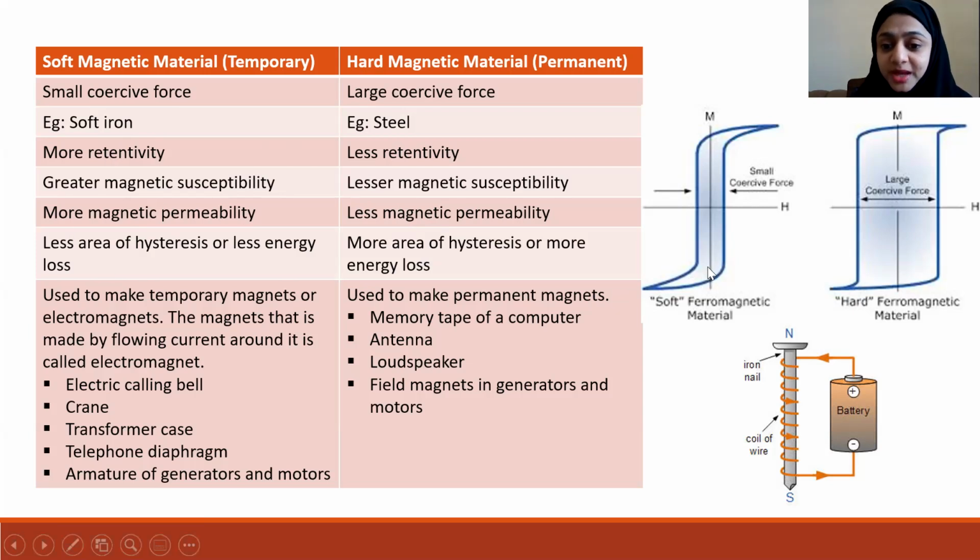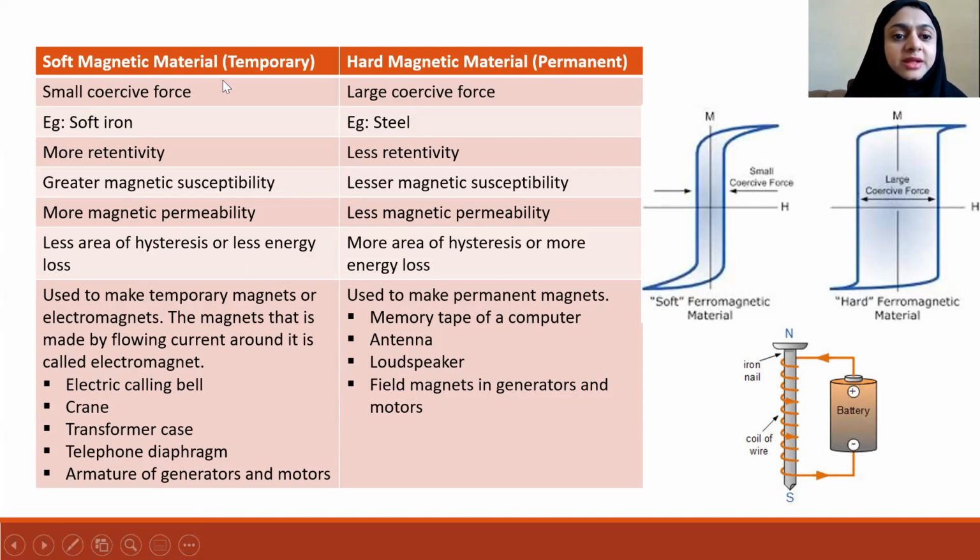Now, you can see the magnetic hysteresis curve is thin for a soft material. So, there is less area of hysteresis or less energy loss while we magnetize and demagnetize it. And here for hard magnetic material, more area of hysteresis or more energy loss. That's why we are telling that it's easy to demagnetize and magnetize a soft magnetic material, while it is hard, and we have to expend more magnetic energy in order to magnetize a hard magnetic material.